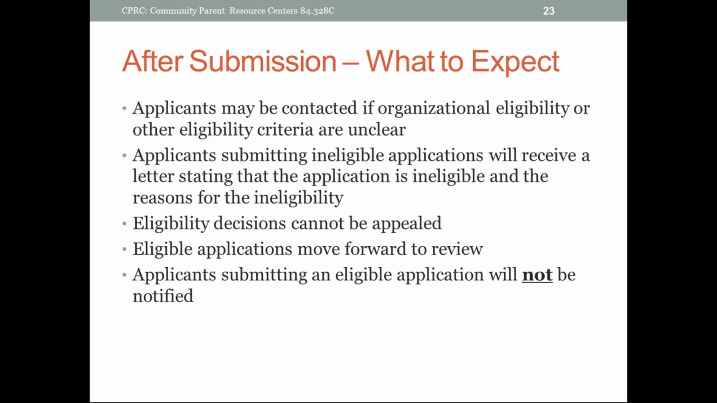That's okay. As long as you have confirmation it went in and you hear nothing, chances are it's just moving through the cycle of being reviewed.